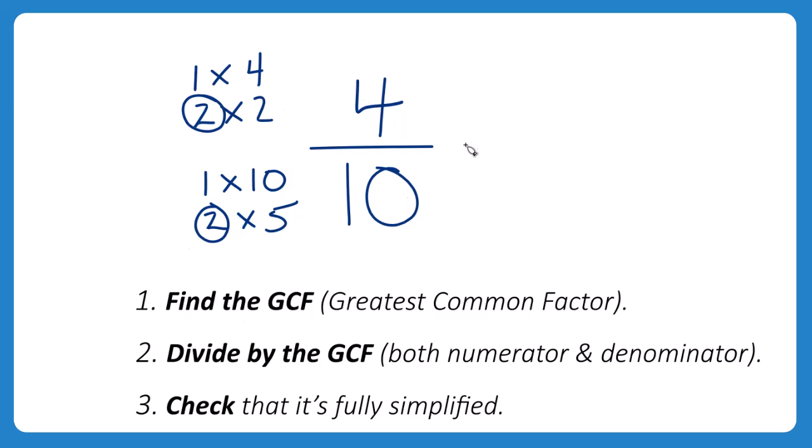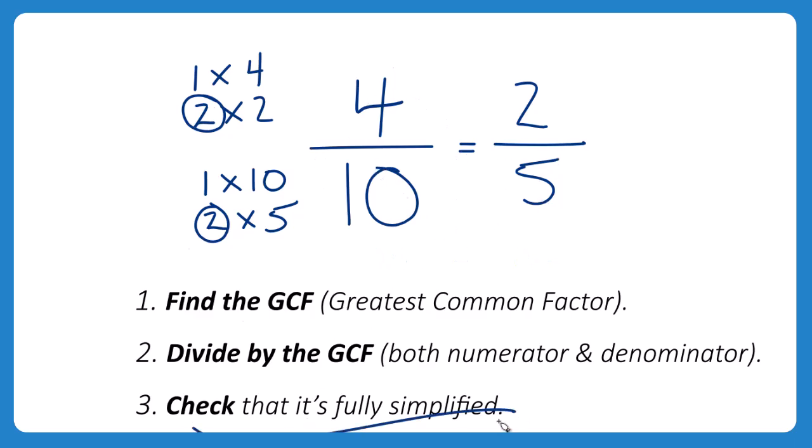4 divided by 2, that equals 2. 2 times 2 is 4. And then 10 divided by 2 gives us 5. And we've simplified this fraction. 4/10, that equals 2/5. And these are equivalent. Divide 4 by 10, you get 0.4. Divide 2 by 5, 0.4. They're equivalent fractions. We just simplified or reduced 4/10 down to lowest terms.